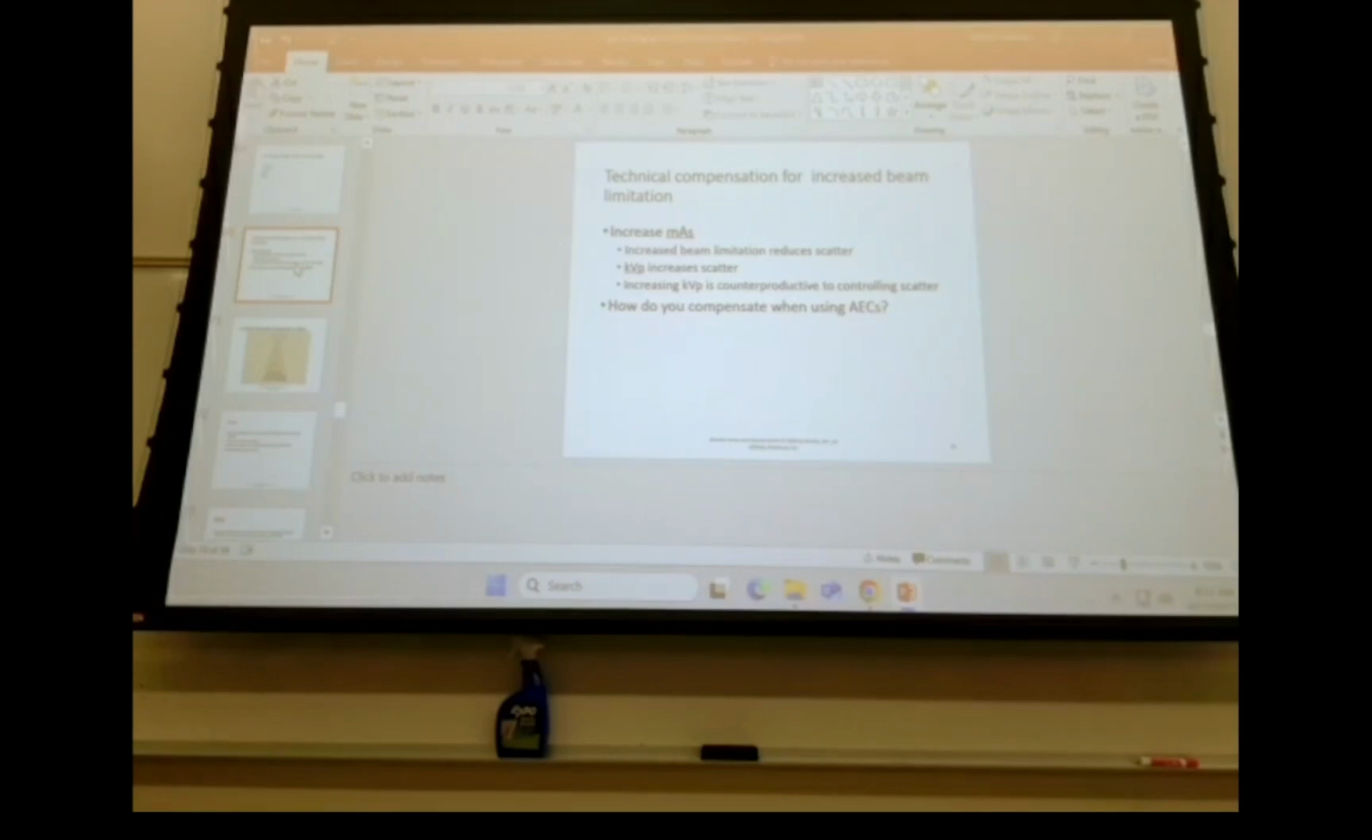What we've dealt with so far has been how to prevent scatter from being created. We know that no matter what we do, we're going to create some scatter radiation, right?